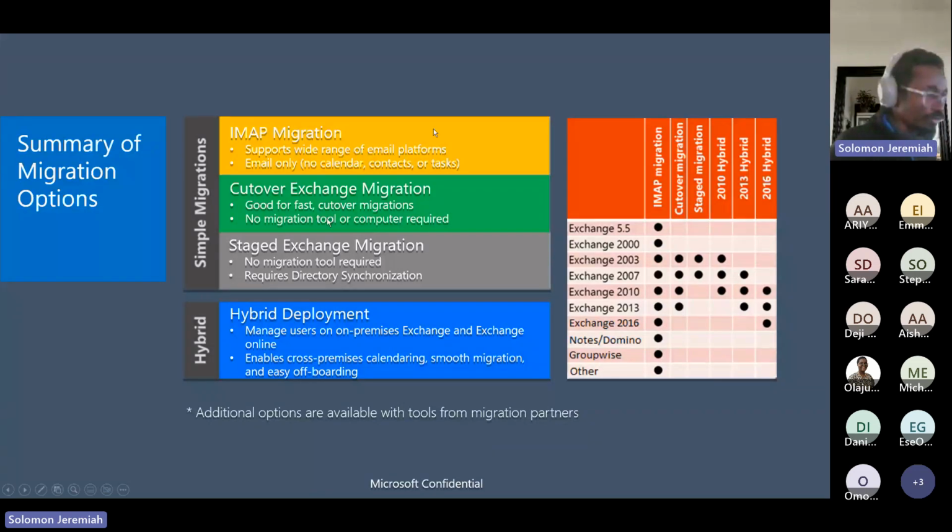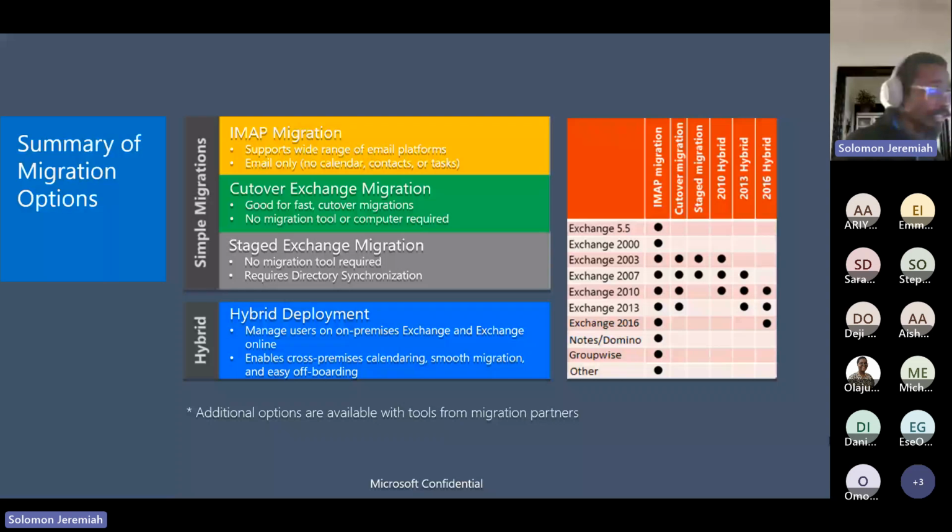So if you look at this now, for cutover, we can see that cutover migration is good for fast migration. I don't like the fact that cutover is coming in again. So I would just say it's good for fast migration of mailboxes to M365, right? So you just want to move it straight up. That's exactly what the cutover migration will do for you. And no migration tool or computer required. So those are the two bullet points we have for that.